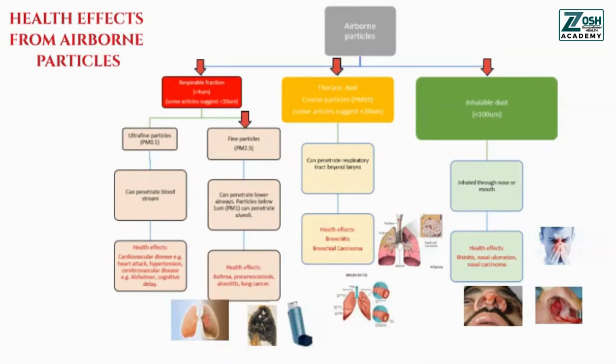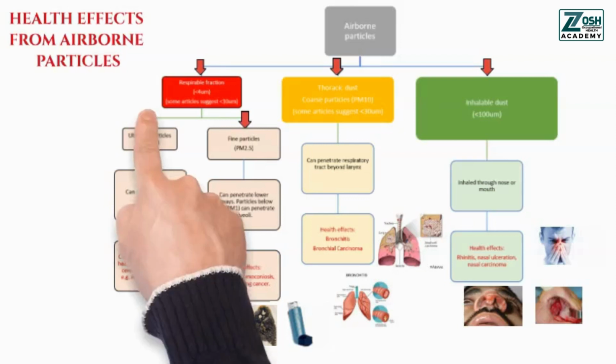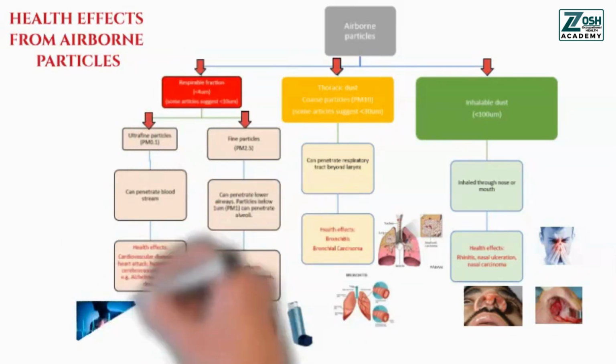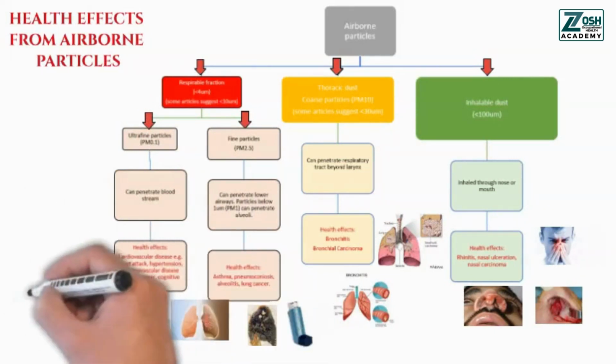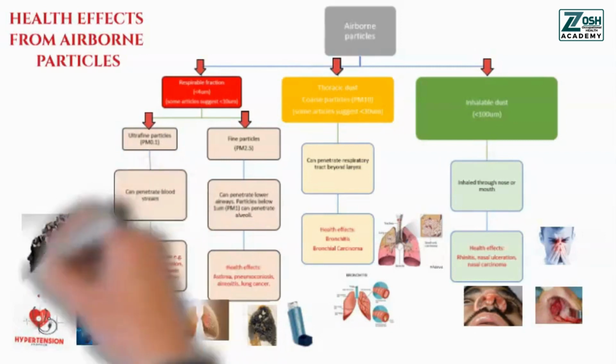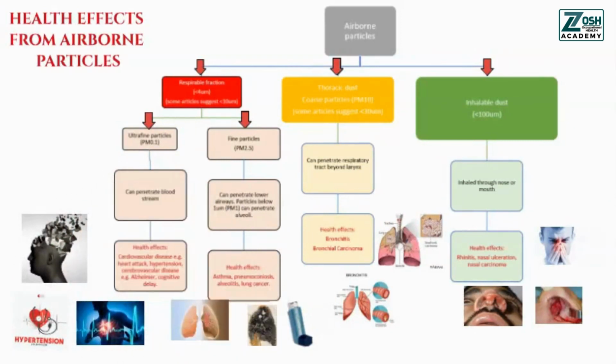alveolitis, or lung cancer. Ultrafine particles, or PM0.1, may penetrate bloodstream to cause cardiovascular, or cerebrovascular disease, for example heart attack, hypertension, Alzheimer's, or cognitive delay.